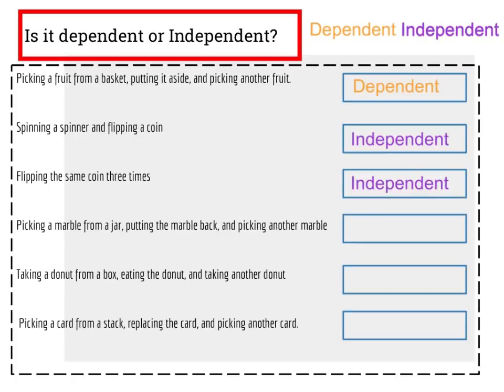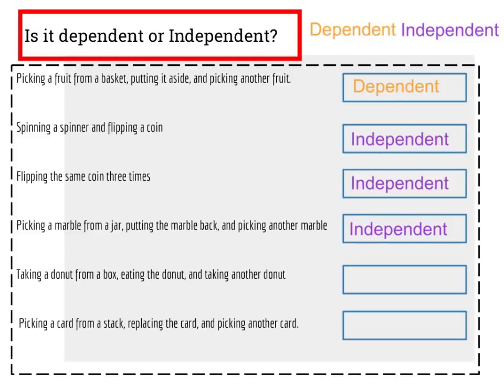Picking a marble from a jar, putting the marble back, and picking another marble. Well, in this case, just like the first one, we're taking something out. But in this case, we're putting it back. So since we started with, let's say, 10 marbles, we take one out and we put it back, we still have 10 marbles. The outcomes haven't been changed. So therefore, this is independent events.